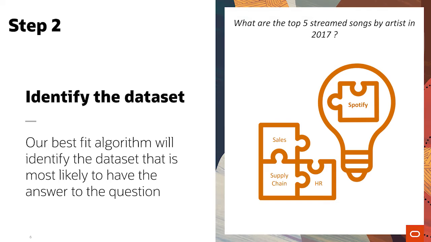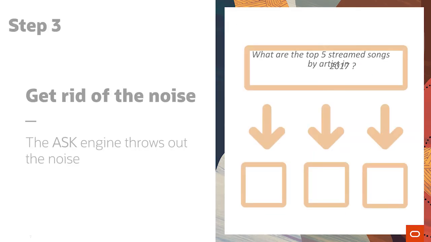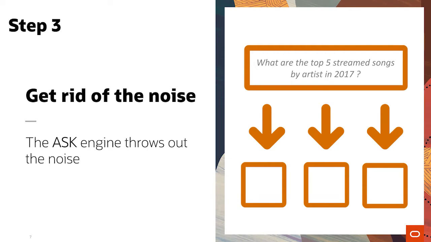Now we move on to the next step. Once we've identified the data set, we're going to start processing your sentence. The first thing we need to do is get rid of the noise in the sentence. For example, in this sentence, you've got words like what, are, the, by and in. Those are useful words, but ultimately they're noise to the analytic process. And so we get rid of the noise.